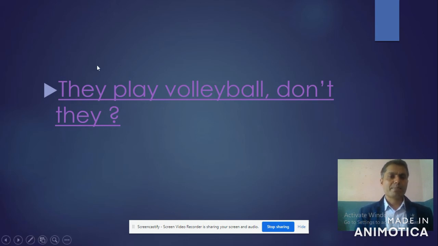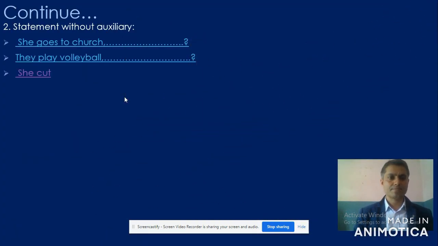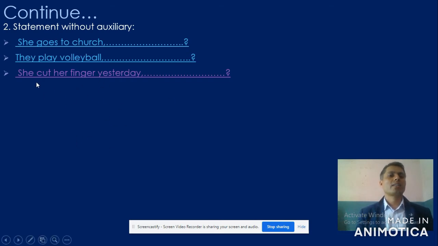My dear student, now let me take you to the next question, the next example sentence under category number 2, a statement without auxiliary verb. Got it? Here also the subject is she, and the sentence is: she cut her finger yesterday. This is the past tense verb, verb 2. Yesterday is a past adverb, so that action happened yesterday, at a previous time. She cut her finger yesterday.